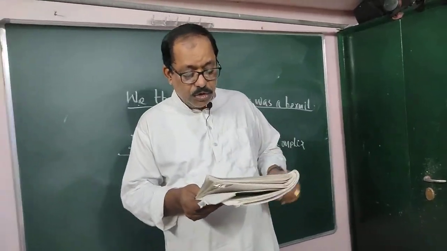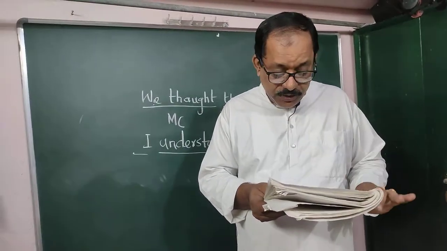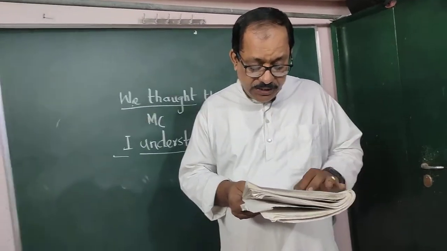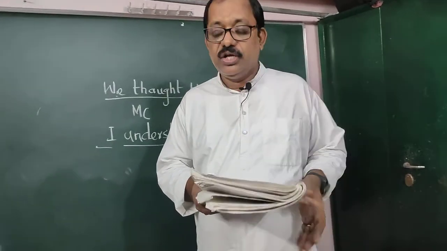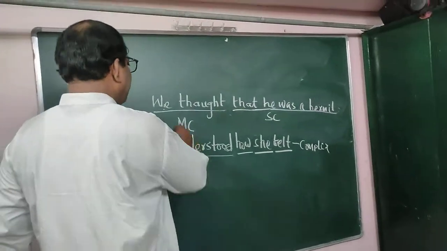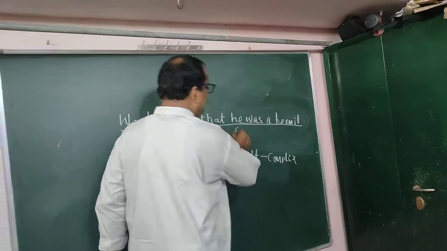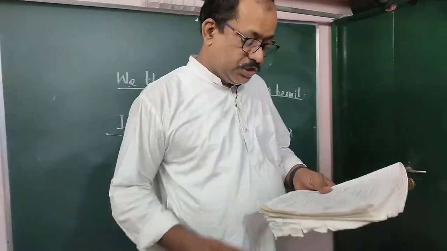Then, it always pours when it rains. It always pours, main clause. It, subject; always pours, predicate. When, subordinator; it, subject; rains, predicate. When it rains, subordinate clause. You have to write like this. We thought MC that he was a hermit SC. You have to do all the questions like this.